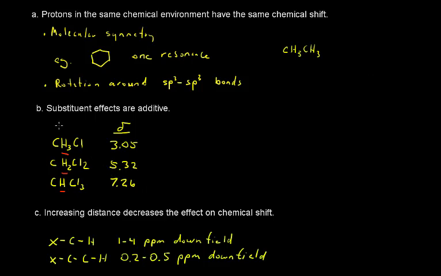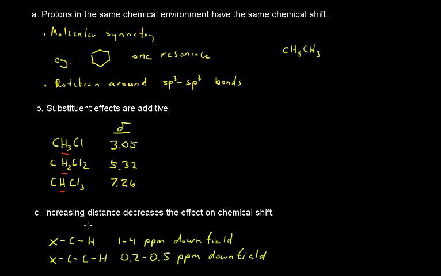And you'll note here, remember that methane, CH4, is about 0.23 ppm. So there's a little bit more than 2 delta units between methane and chloromethane. We see that same, very close to 2 delta units between chloromethane and dichloromethane, and again, very close to 2 delta units between dichloromethane and trichloromethane, talking about the chemical shift of these protons. So each chlorine that we add shifts the remaining protons on the methane about 2 parts per million downfield. So substituent effects tend to be additive.